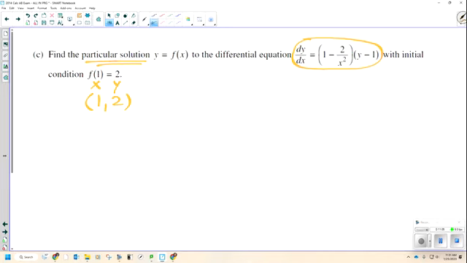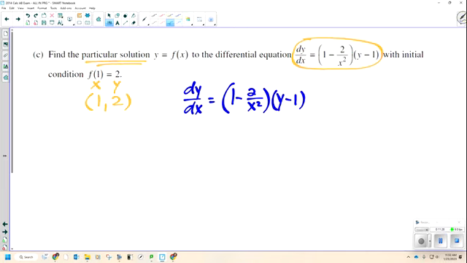Let's rewrite what we got here. We'll start in blue. I've got dy/dx equals 1 minus 2 over x squared. You know what I'm going to do right from the get-go? Let's change this right from the get-go. I'll wait until you see it. Times y minus 1. Okay, so this is what we have.